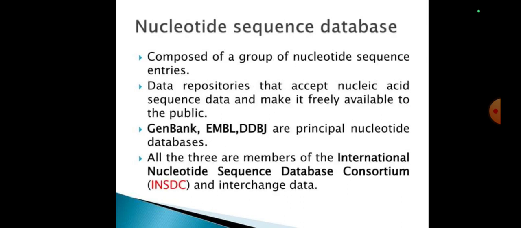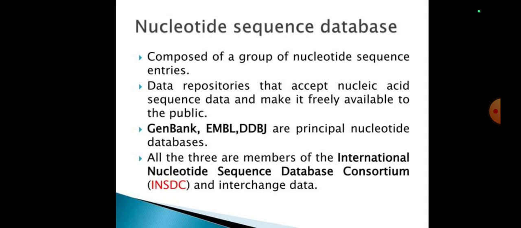A nucleotide sequence data bank is composed of nucleic acid sequence entries. These data repositories accept only nucleic acid sequence data, and it is freely available to all the scientists all over the world. It will minimize the work of the scientist. Why? Because sequencing a particular genome in every place is time consuming. So if one person sequences the genome, that is entered into the data bank and can be retrieved by all the scientists over the world.